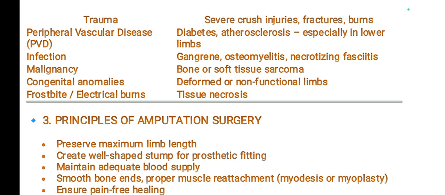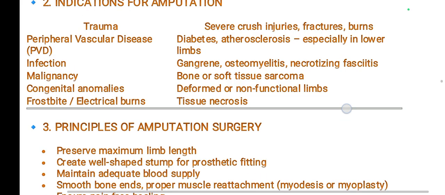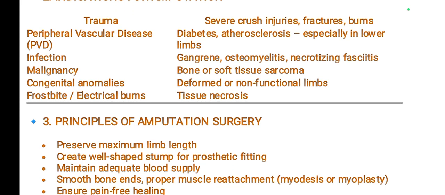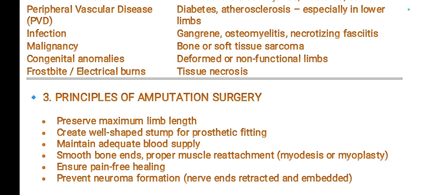When we talk about PVD, it is due to diabetes and atherosclerosis, especially in the lower limbs. Gangrene, osteomyelitis and necrotizing fasciitis will be seen with severe crush injuries, fracture and burns. Other indications include bone or soft tissue sarcoma, deformed or non-functional limbs, and tissue necrosis.